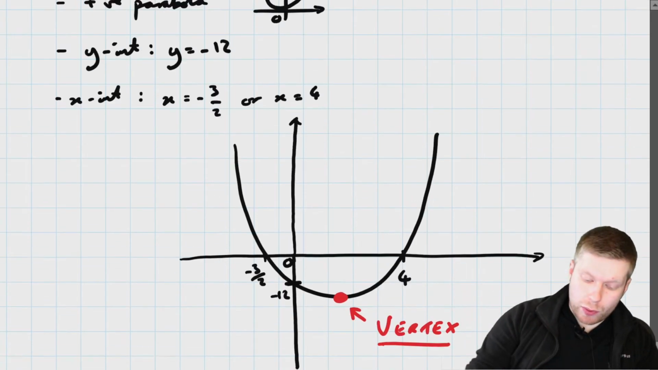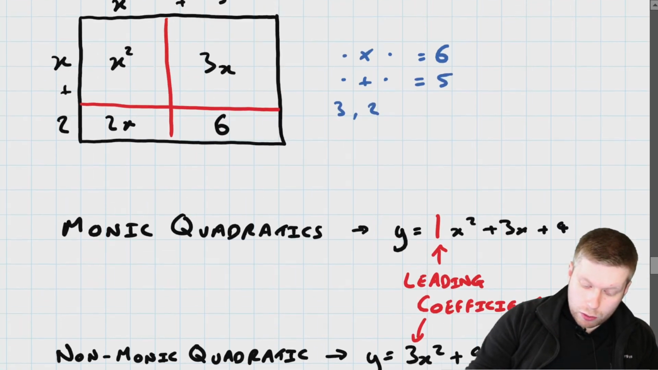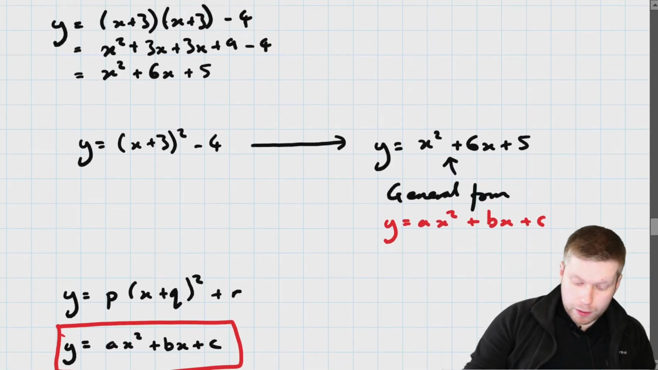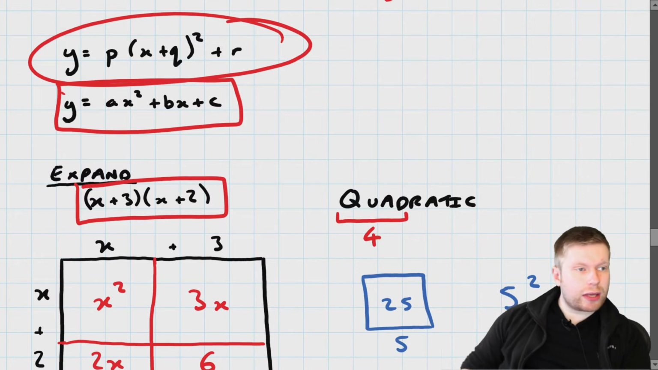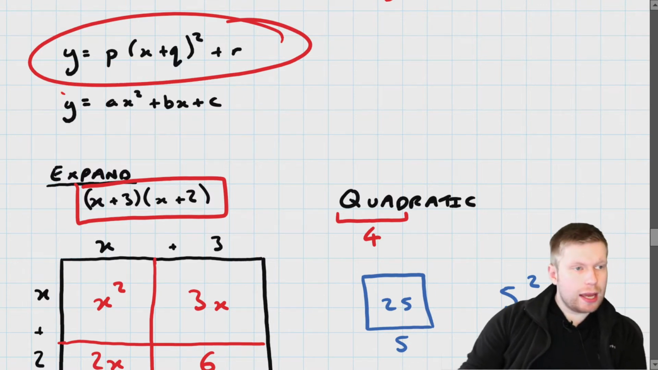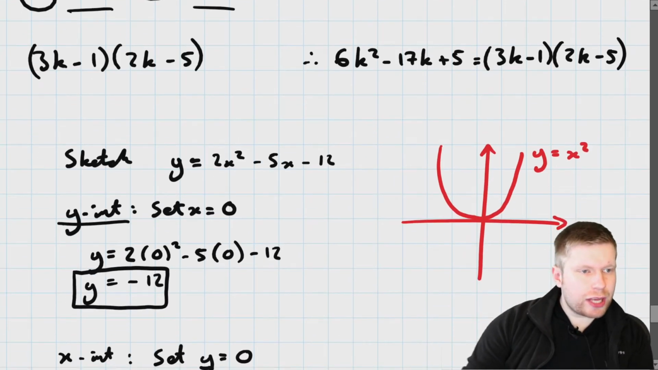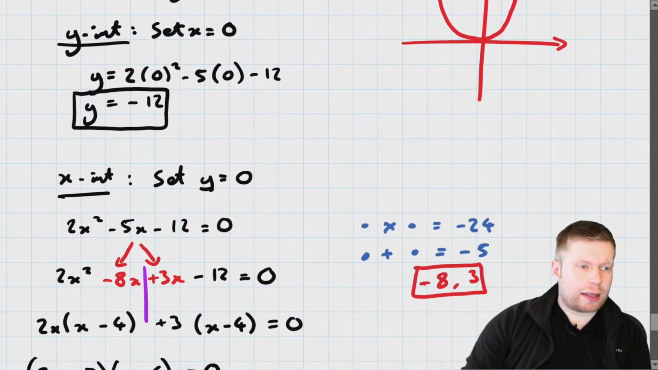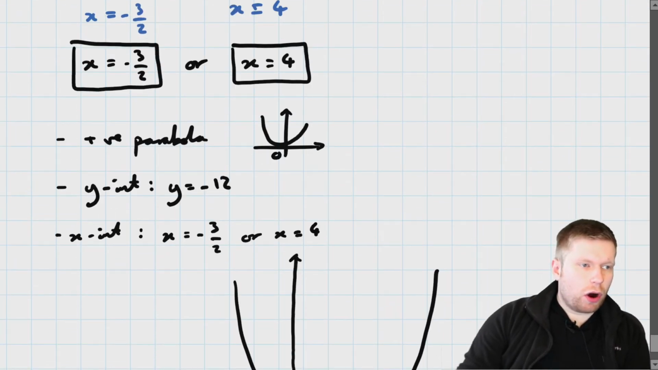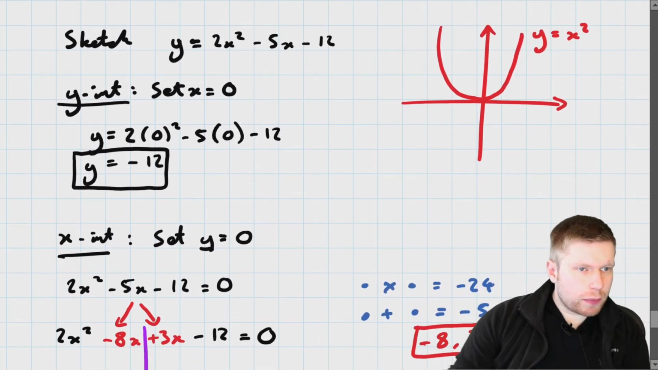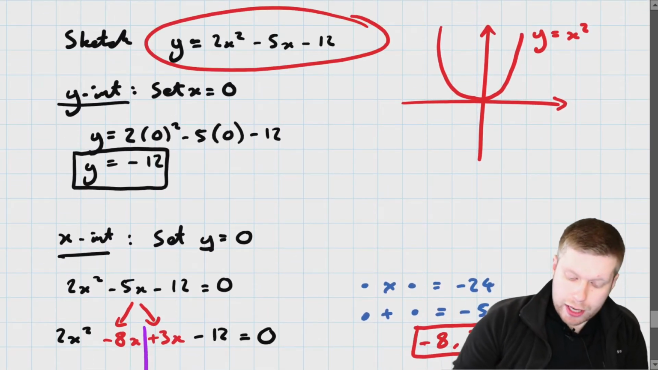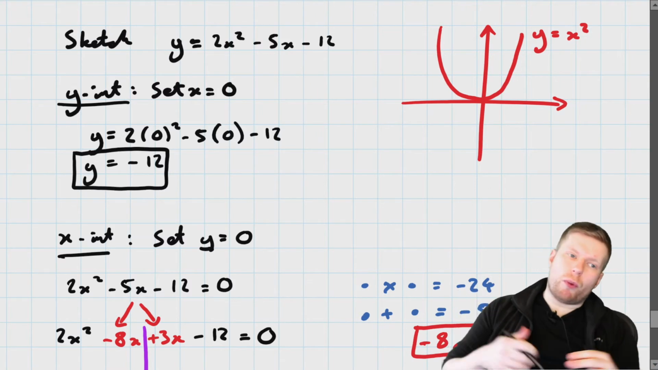So remember the completed square form, which we did right at the very start, all the way up here. This is the completed square form. So we need it looking something like this. Now at the moment, what we've got is not looking anything like that. What we've got is actually looking more like y equals 2x squared minus 5x minus 12. This is in general form.